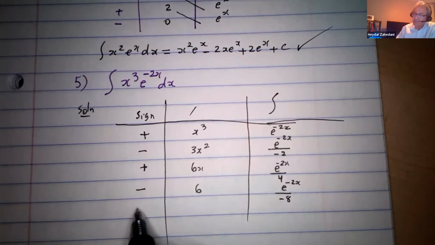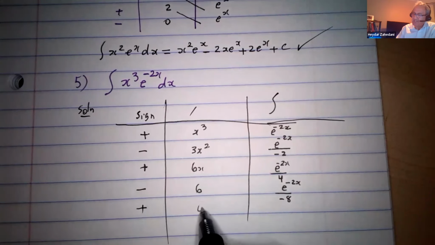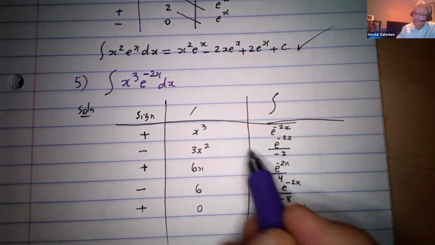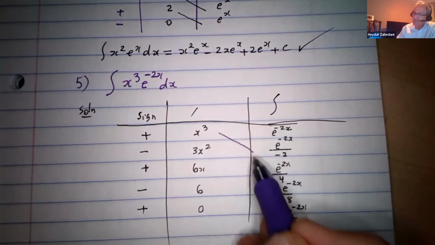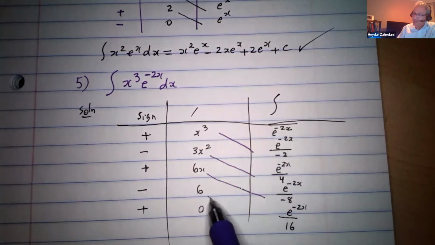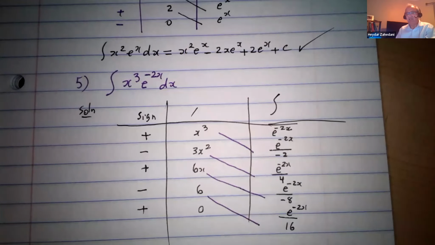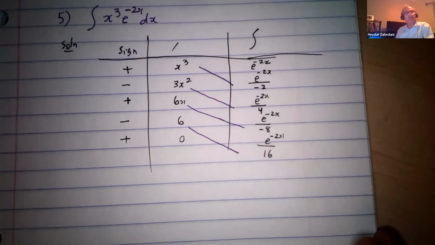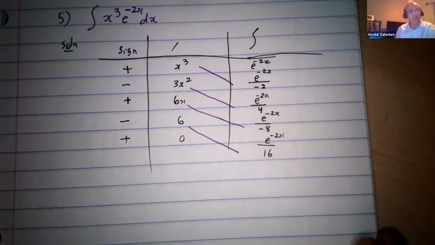Okay, once more. Derivative of 6 is 0. So again, integral of e to the negative 2x is e to the negative 2x divided by negative 2. Negative 2 times negative 8 would be a positive 16. That's it. Collect the information. Cross multiply. Okay. If you want to do the actual one, you have to use integration by parts 3 times.